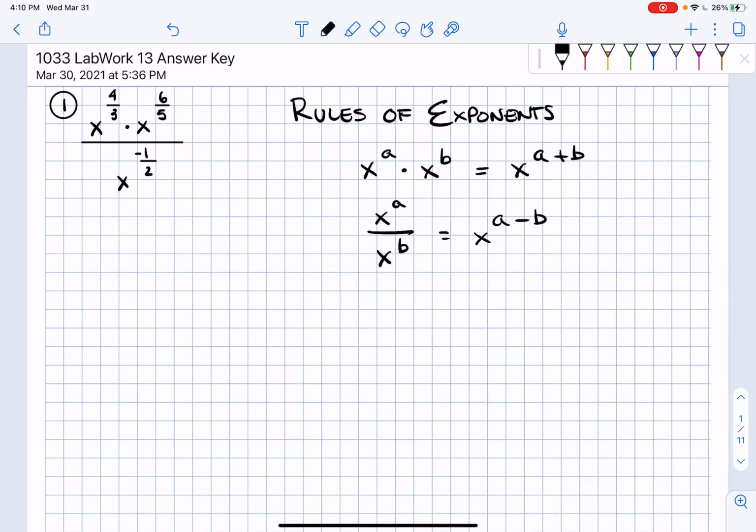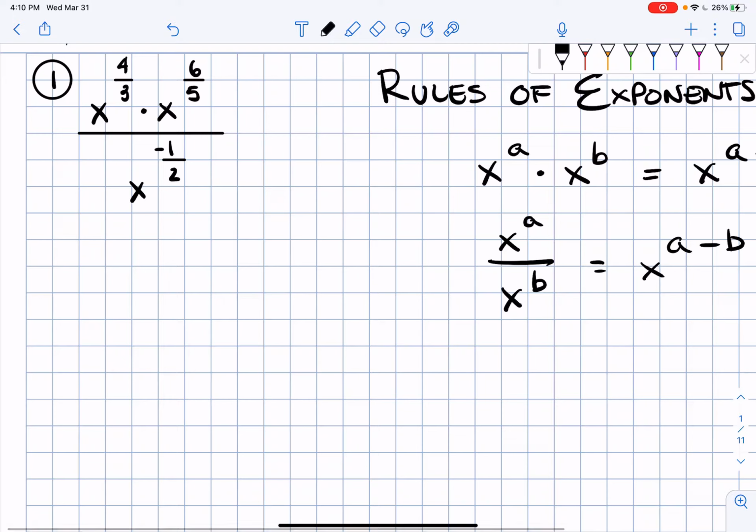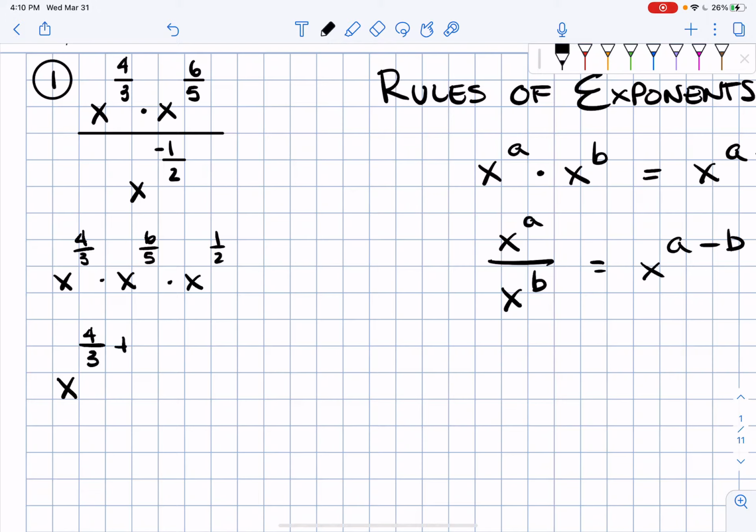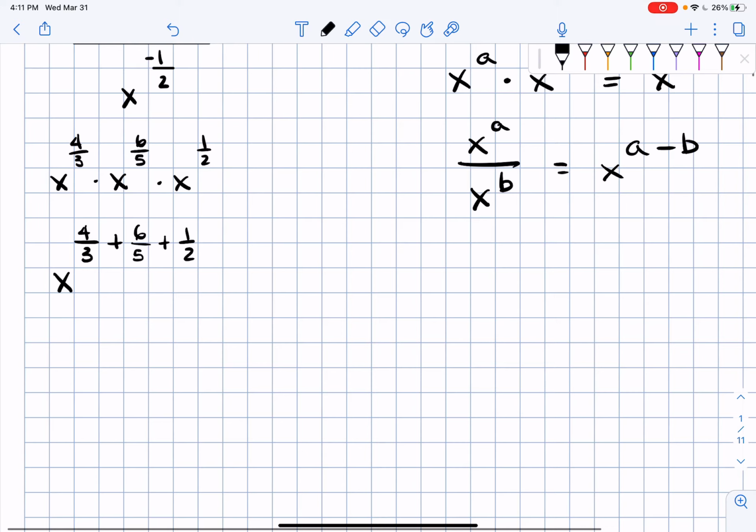So there are a couple of ways of thinking about this particular problem. One is I see that negative exponent on the bottom. It clearly does not like being on the bottom, so I'm going to move it to the top. So I'm going to have x to the 4/3 times x to the 6/5 times x to the positive 1/2, because it doesn't like being on the bottom, so let's move them to the top. Since this is all multiplying, what I can do is now say it's x to the 4/3 plus 6/5 plus 1/2, right? Now, the downside of this is that I have to get a common denominator.